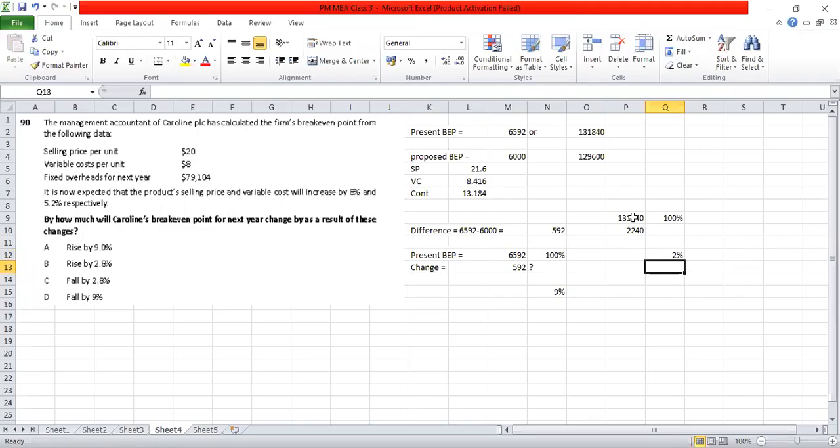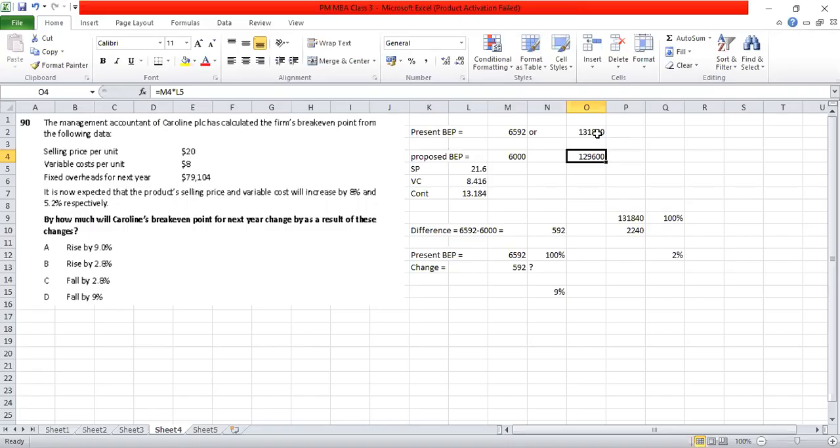I'll take a screenshot of this question. The sales value is increasing. So this calculation, is it correct? 6,000 into 21.6. Okay, it's correct. 129. So the break-even point also will change, no?